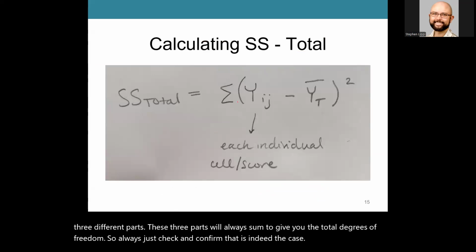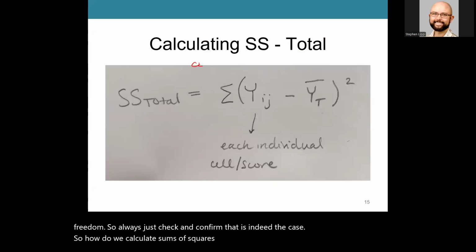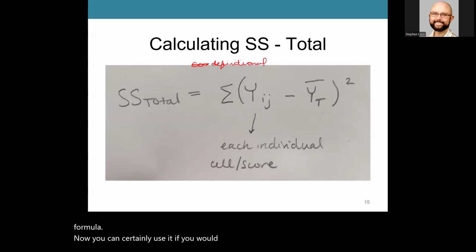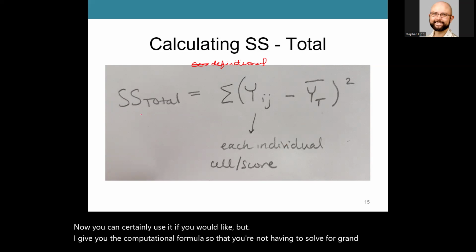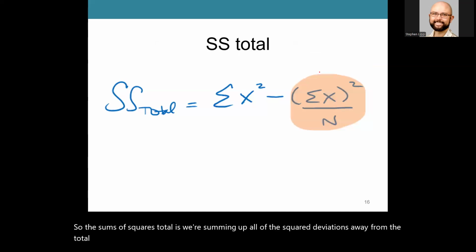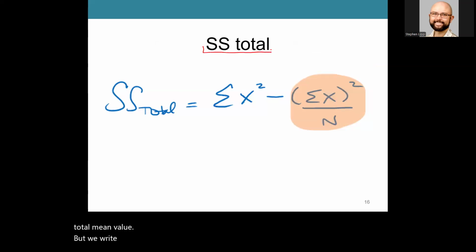So how do we calculate sums of squares total? This is the definitional formula. Now you can certainly use it if you would like, but I give you the computational formula so that you're not having to solve for grand averages. So the sums of squares total is we're summing up all of the squared deviations away from the total mean value. But we write this here computationally. The sum of x squared minus the sum of x's squared over n.